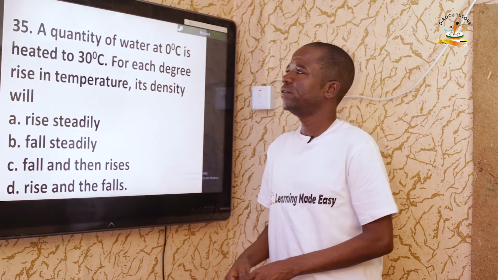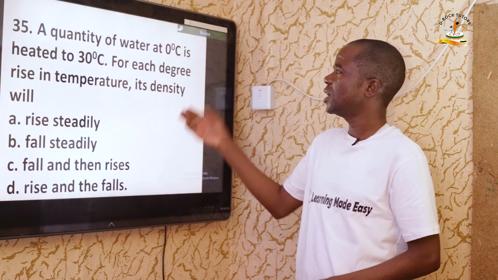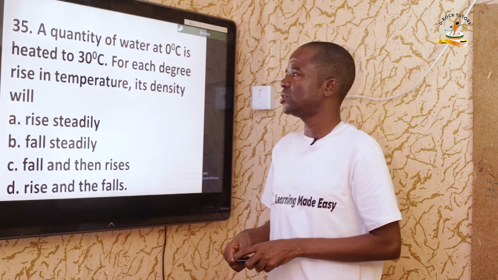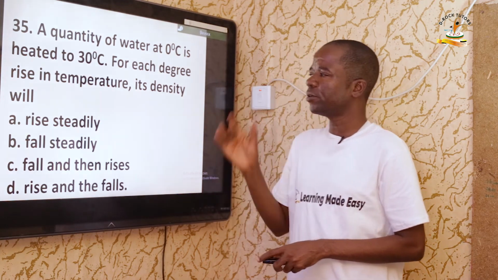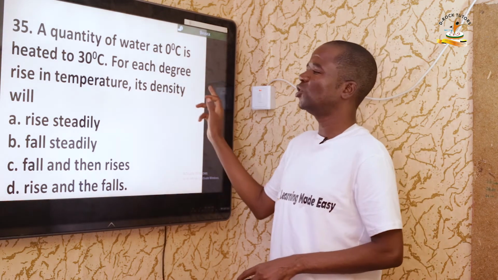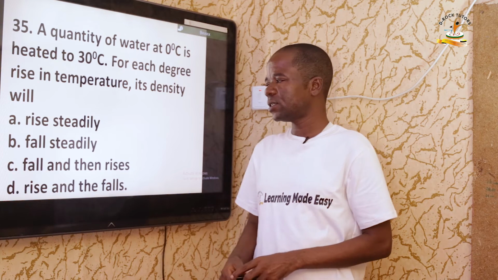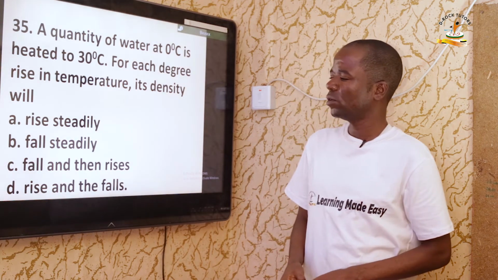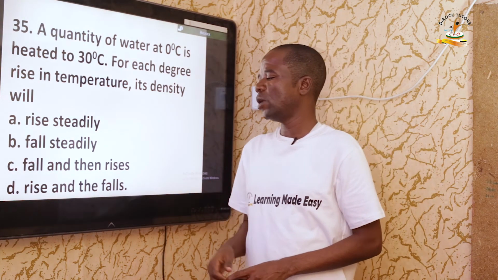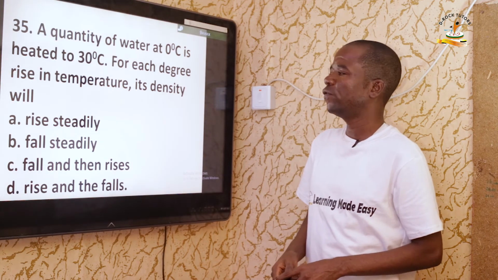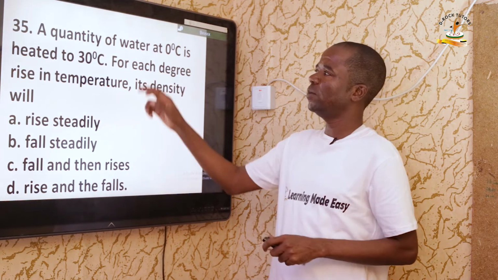Number 35 now. A quantity of water at 0 degrees Celsius is heated to 30 degrees Celsius. For each degree rise in temperature, its density will dash. A. Rise steadily. B. Fall steadily. C. Fall and then rises. And D. Rise and then falls.